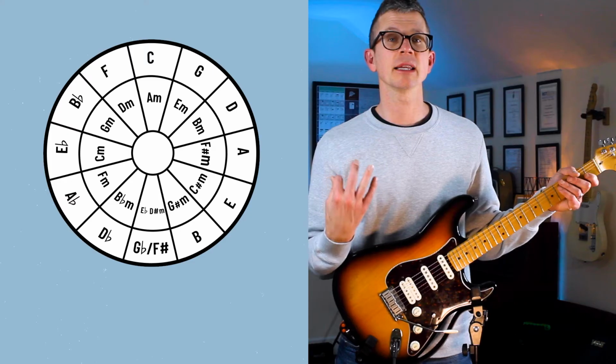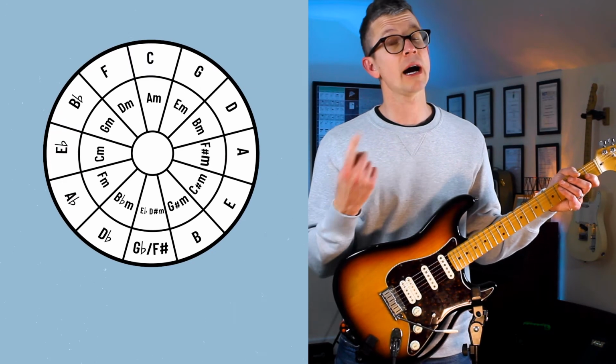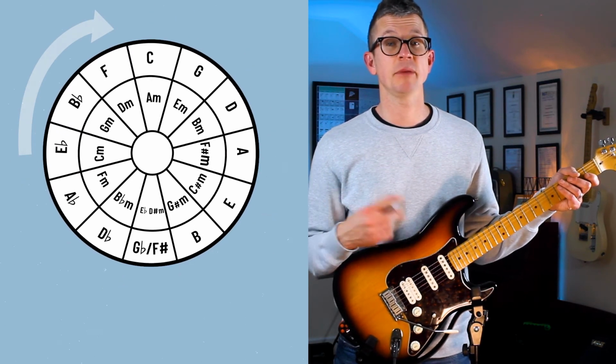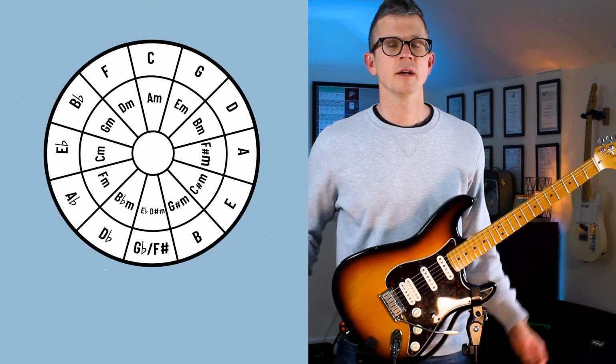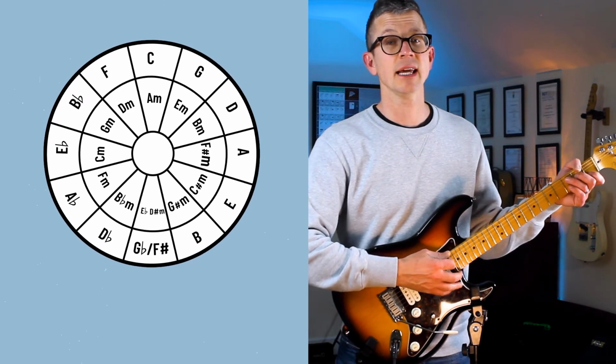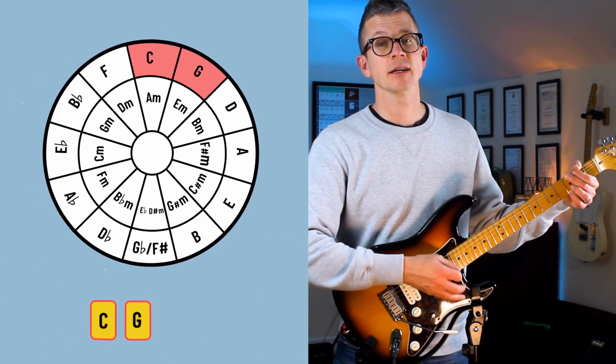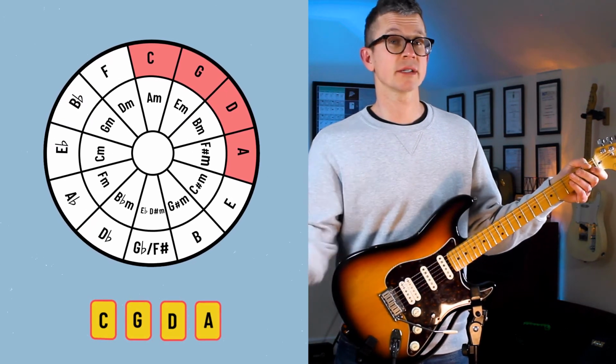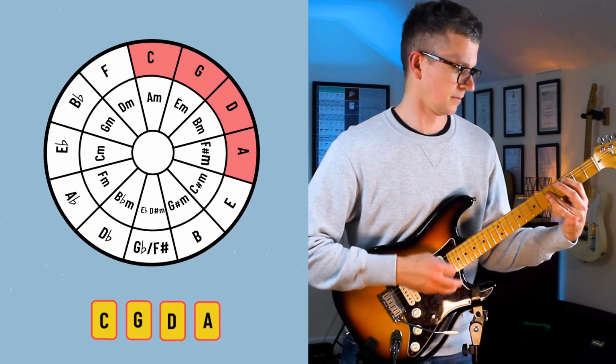Number 6, trips around the circle. People like listening to chords which go up a fifth, so you can go around the circle clockwise and just pick every chord as you go along. So if I start from C, I could choose C, G major, D major, and A major. And you get the chords to Hey Joe by Jimi Hendrix.